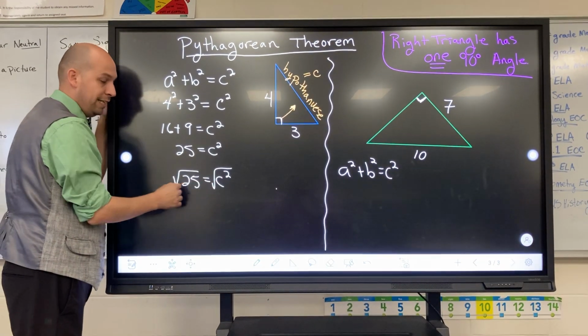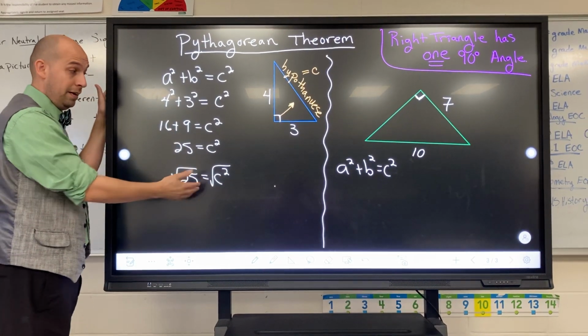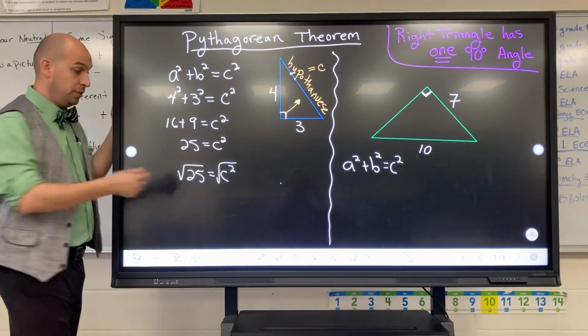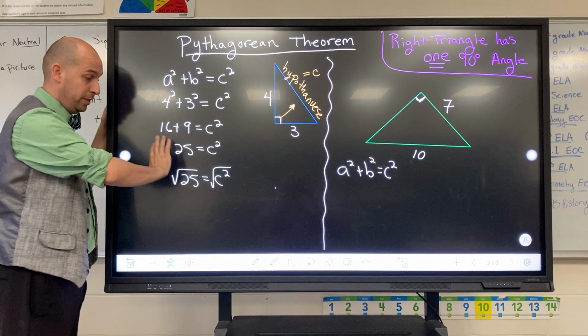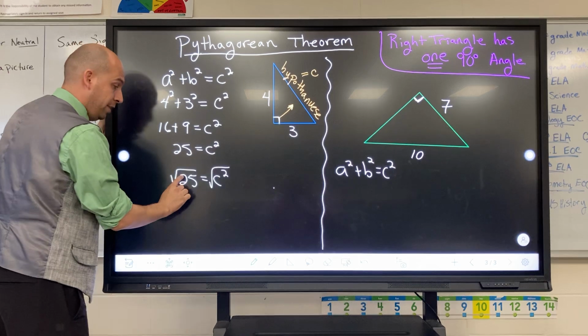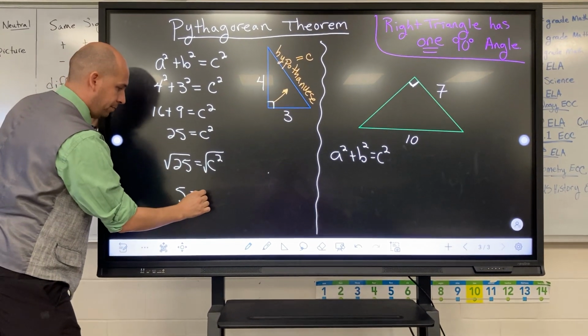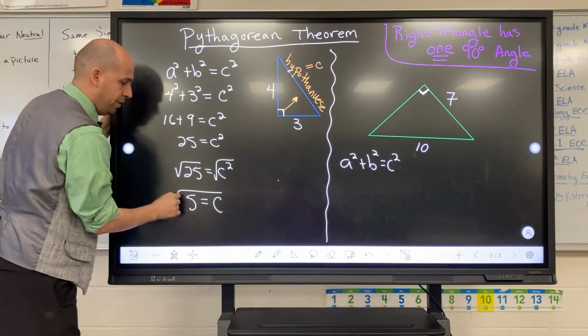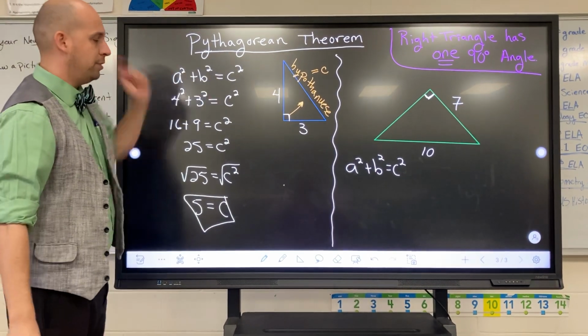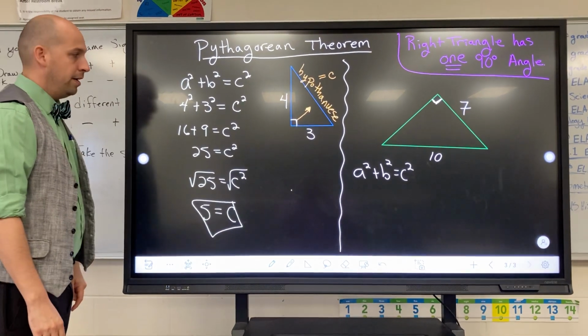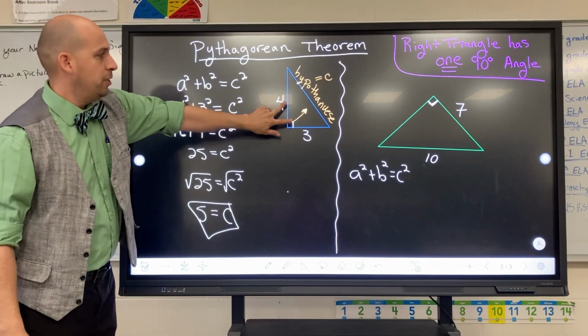So on both sides I took the square root. It is allowed. That is a property we can use: we can use the same operation on both sides and we would get exactly the same thing. So the square root of 25 is just 5, and this would be the length of that hypotenuse right there. This is nice and easy, especially when you're given both legs.